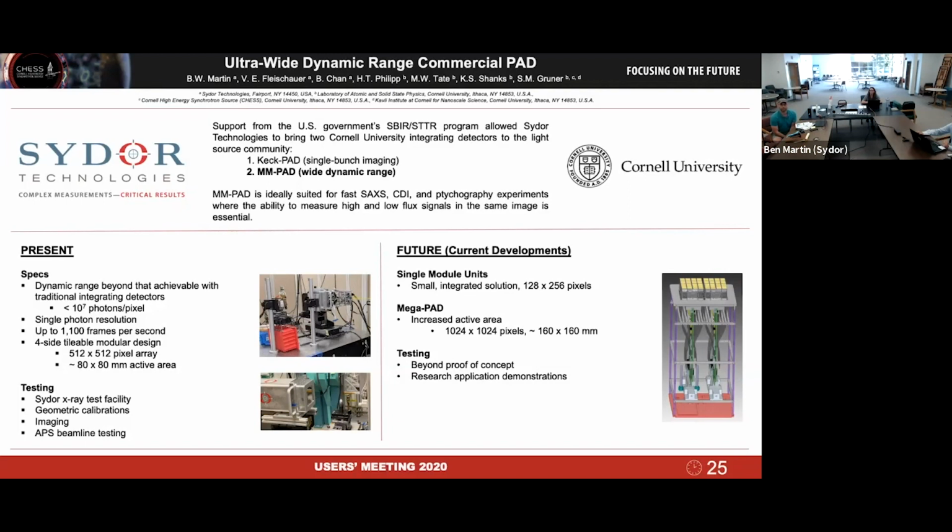I'd also like to point out that after me is a colleague at Cornell, Kate Shanks, who's going to be talking about the KECPAD and some of the work that we've done with that as well.